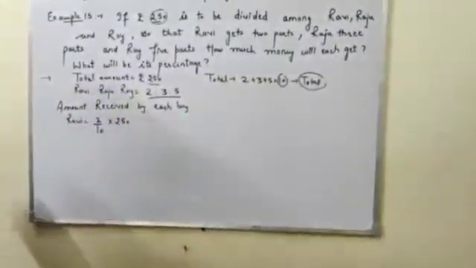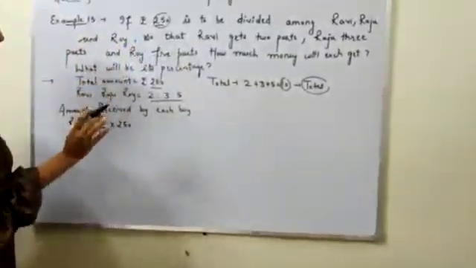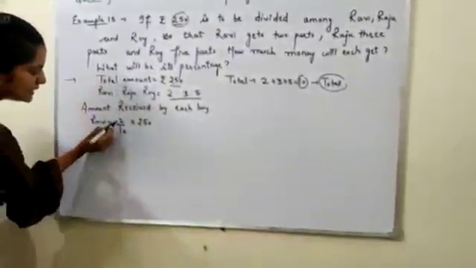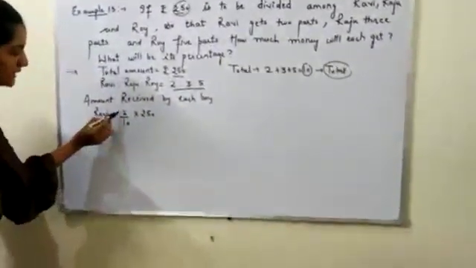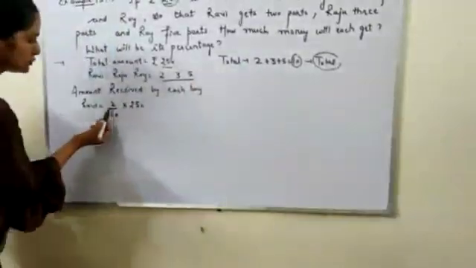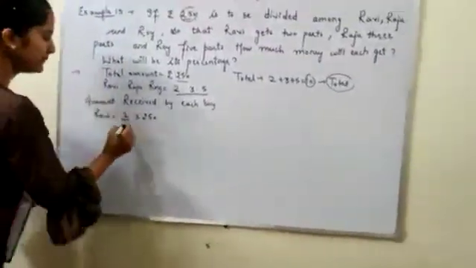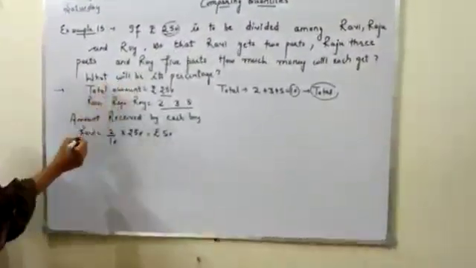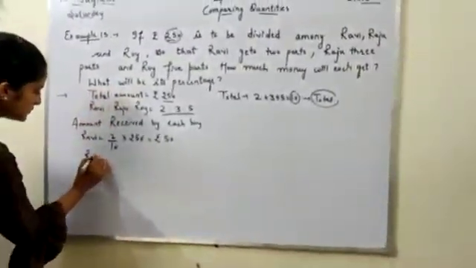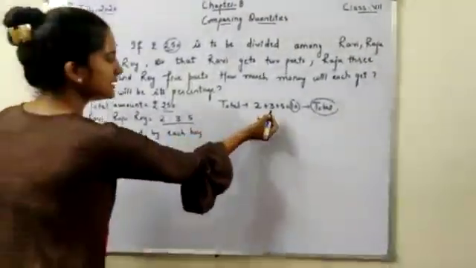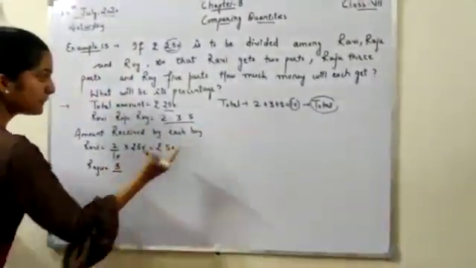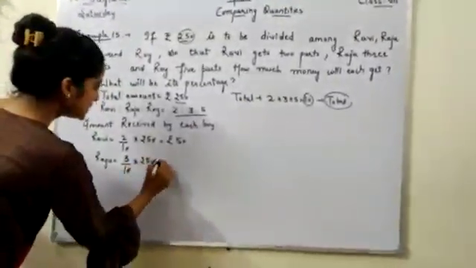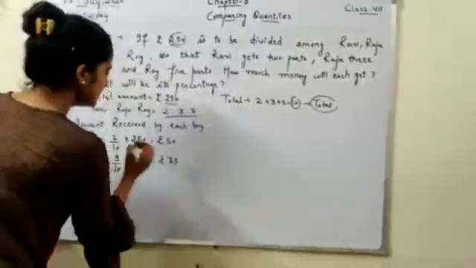Just keep one thing in your mind. Whenever we have total amount and we have to find the part of one boy, how can we find? First of all, we'll write the part. See, Ravi had 2 out of 10. So 2 by 10 into 250. So we'll solve it. Answer is rupees 50. Okay. Next is Raju. What is Raju's share? 3 by 10 into total amount. Like this. So this is rupees 75.